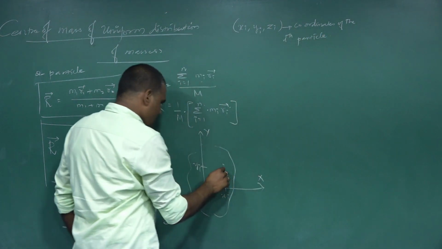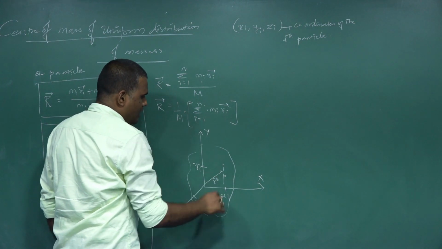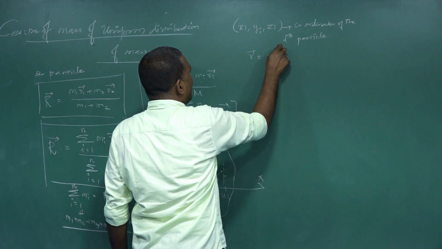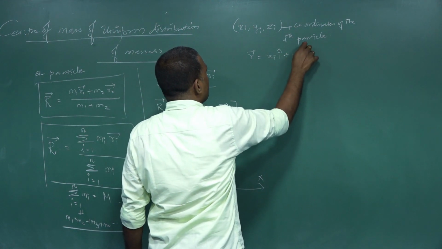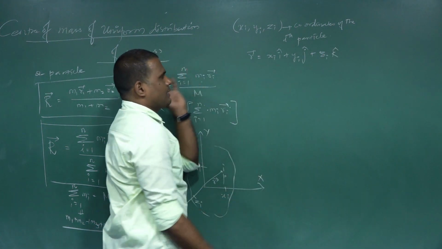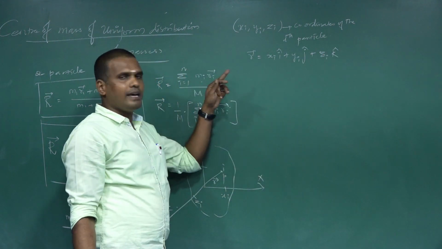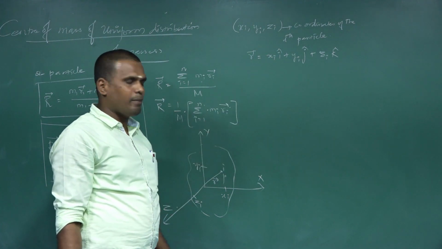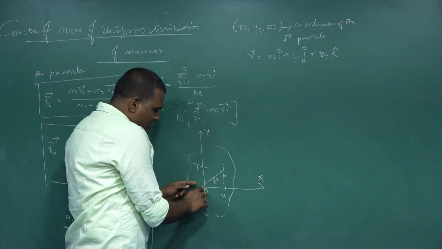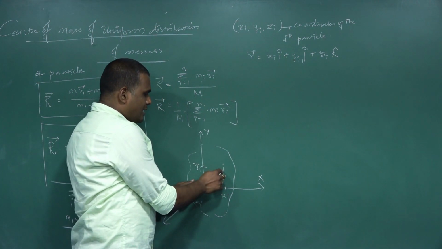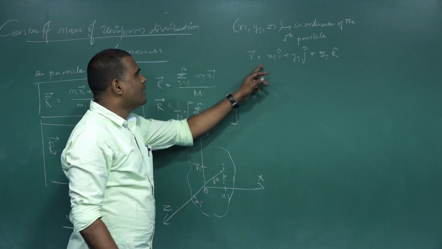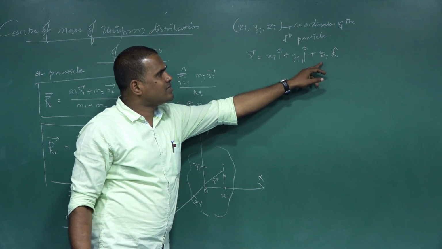The position vector of the ith particle, r vector, can be given as xi i cap plus yi j cap plus zi k cap. This is the position vector. r vector is equal to xi i cap plus yi j cap plus zi k cap. So the position vector is measured from the origin. From the origin, the ith particle is at this particular position. That is denoted by xi i cap plus yi j cap plus zi k cap.